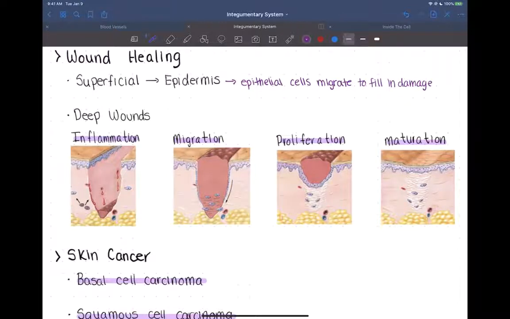Okay, so then what's going to be more involved is if you have a very deep wound. Okay, so obviously this wound here, right, we've gone past our epidermis, which is here, right, we're down deep into the dermis, almost touching the hypodermis down here. Okay, so this is a very deep wound. And so there's going to be 4 stages involved in this repair process. All right, so the first stage is inflammation.